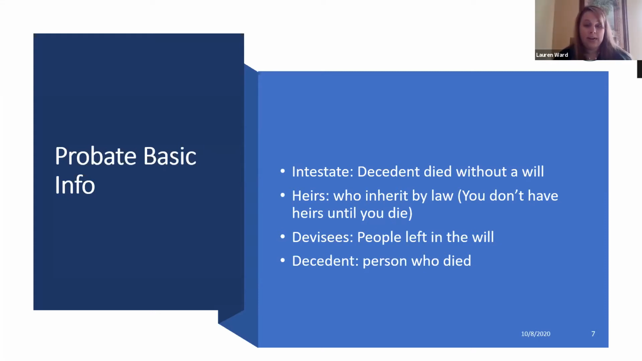This means your heirs are typically your spouse, your children, could be your parents, your siblings. It depends on your situation when you die, but you don't have heirs until you die. Devisees are people who are left assets in the will. So if you have a will, those are devisees. Decedent is the person who died whose probate process you're going through.